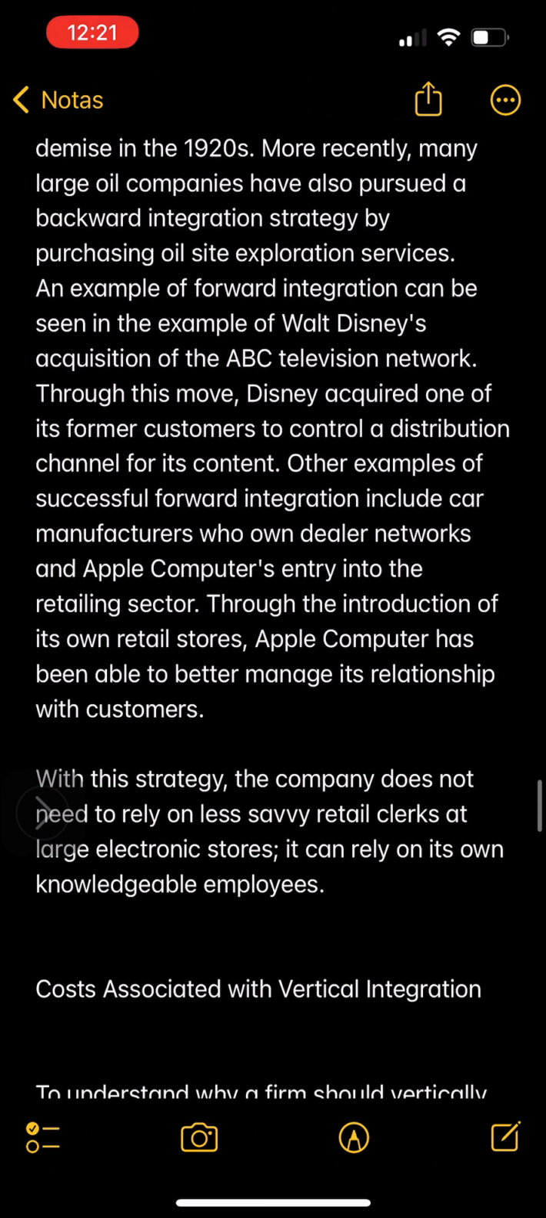An example of forward integration can be seen in Walt Disney's acquisition of the ABC television network. Through this move, Disney acquired one of its former customers to control a distribution channel for its content. Other examples of successful forward integration include car manufacturers, who own dealer networks, and Apple Computer's entry into the retailing sector. Through the introduction of its own retail stores, Apple Computer has been able to better manage its relationship with customers. With this strategy, the company does not need to rely on less savvy retail clerks at large electronic stores. It can rely on its own knowledgeable employees.